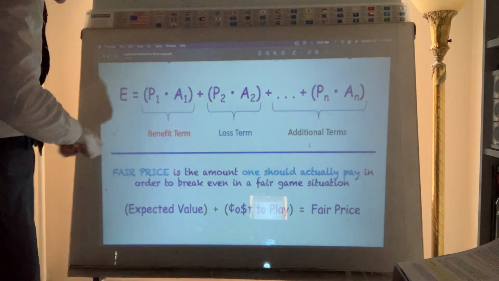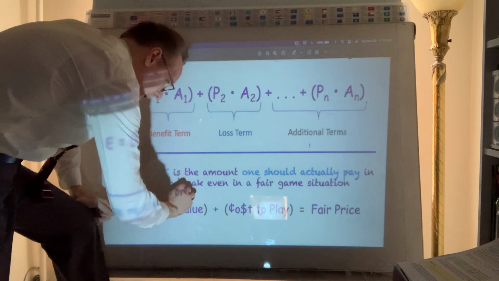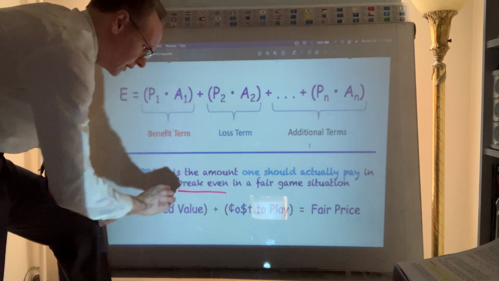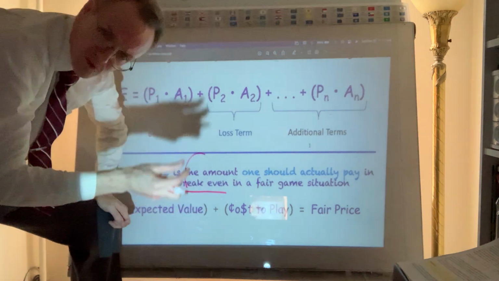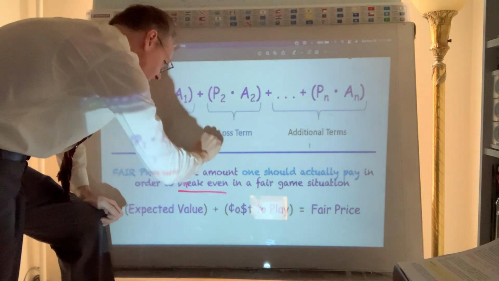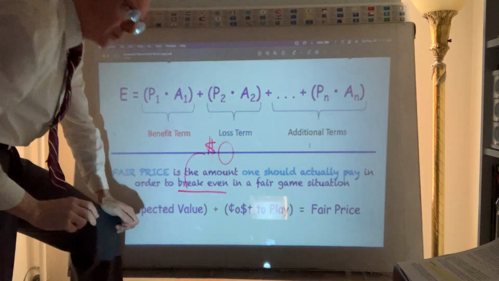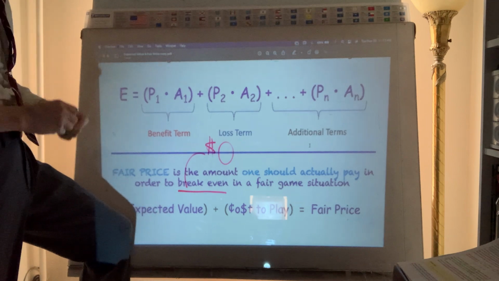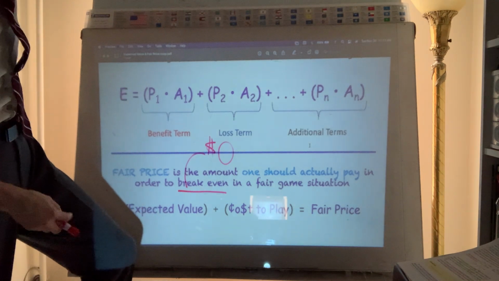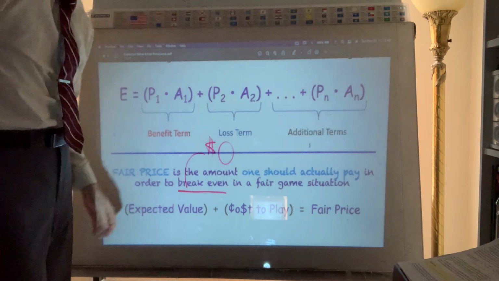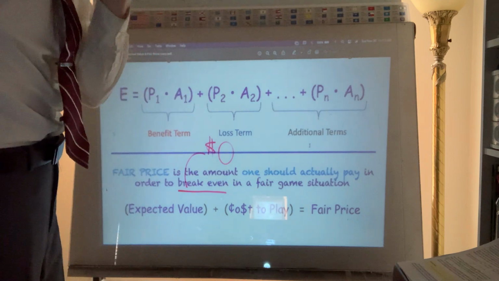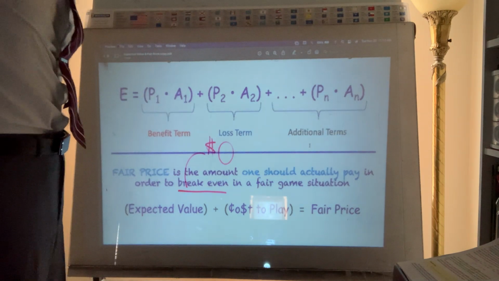Let me just make sure that we're clear about something, this in particular. Breaking even, what is breaking even in terms of a monetary value? $0. So the expected value would be neither a gain nor a loss.